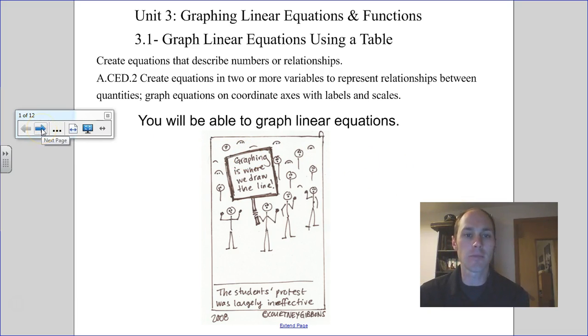So let's get started by taking a look at what is the coordinate plane and how do we graph on it, how do we connect that, mostly from the table. And then we'll look at different ways that we can graph.